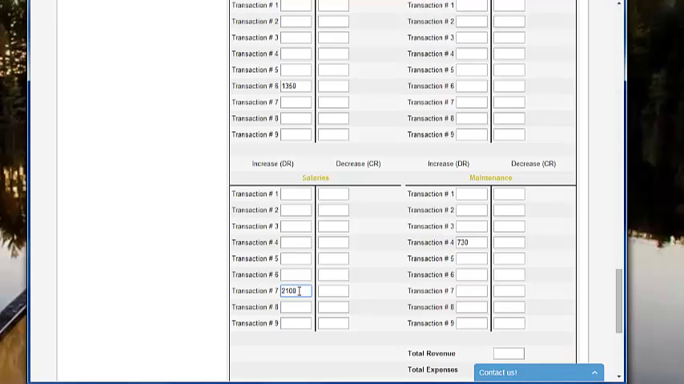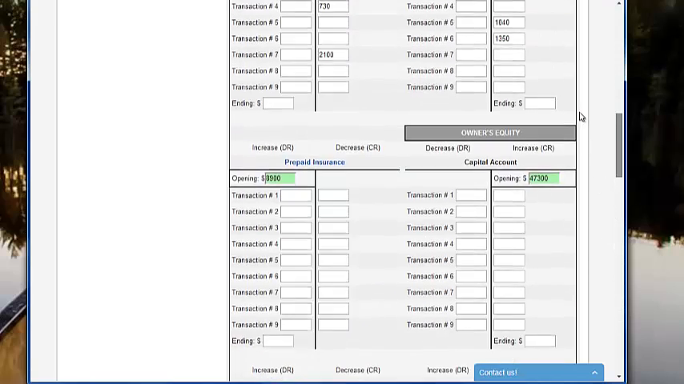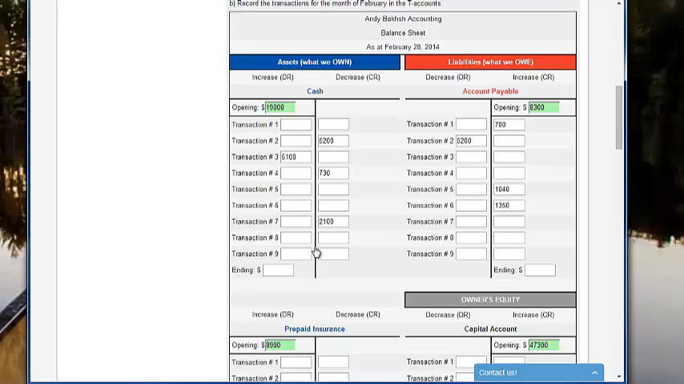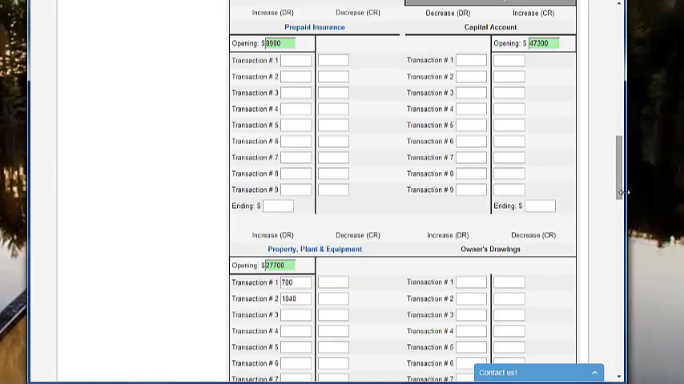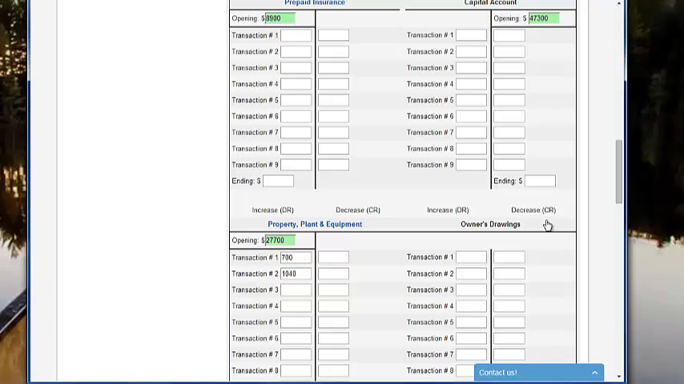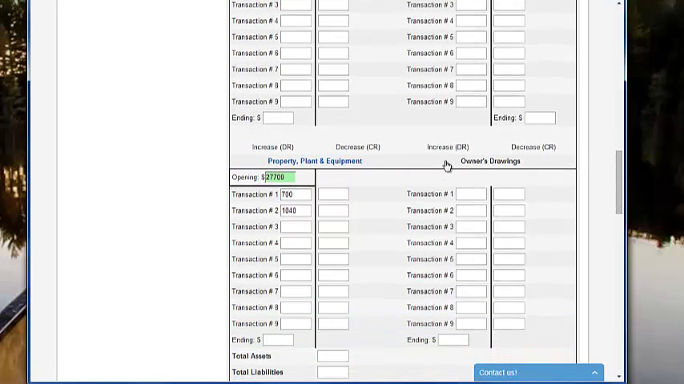Transaction 8, withdrew cash for personal use. Again, I do like to start with cash, so we're reducing cash by 3,500. What are we debiting? Well, when an owner takes out money for their personal use, that goes in the owner's drawing account. And we see an increase in the drawings is a debit. So for transaction 8, we put 3,500 in our debit column.